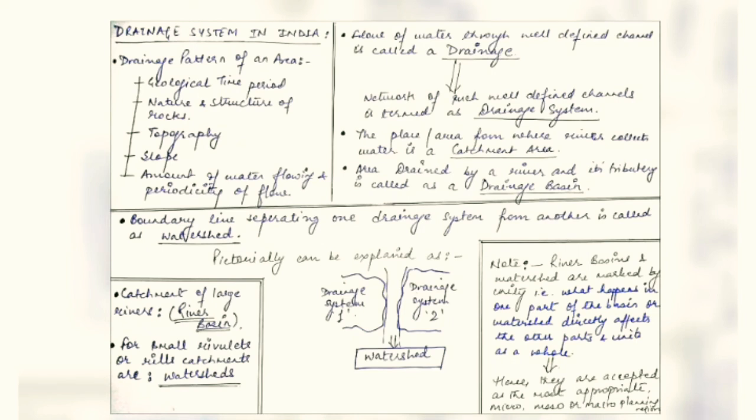What is basically a drainage? It says flow of water through a well-defined channel is called a drainage. The reason why we need a drainage is that a proper flow of water should be administered in order to have a clean environment. Now, a network of such channels is known as a drainage system. One or more drainages when interlinked for proper flow of water is termed as a drainage system.